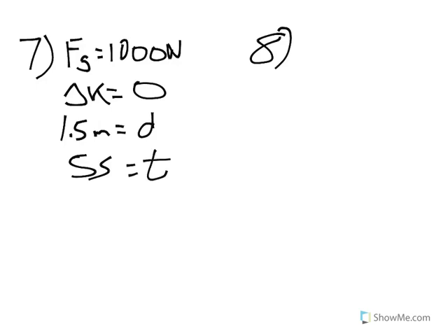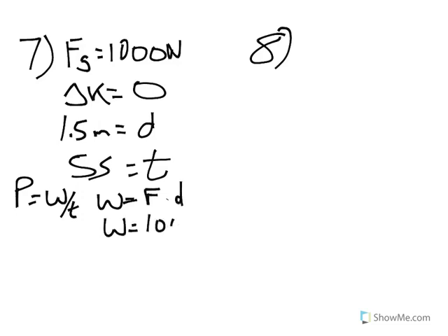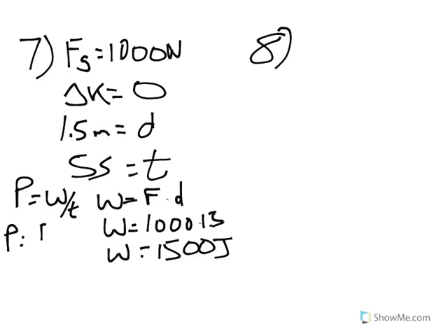So we're looking for power. Power is work divided by time, but we need work. Work is equal to force times distance. So we know work is equal to 1,000 times 1.5, which gives us 1,500 joules. And then power is equal to 1,500 joules divided by 5 seconds, which gives us 300 watts, or 3 times 10 to the second watts.